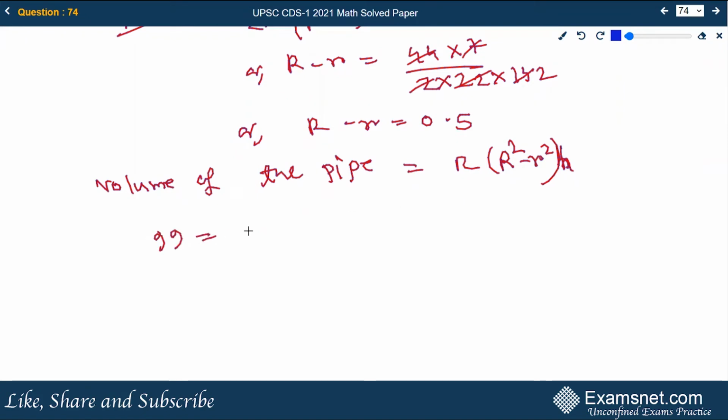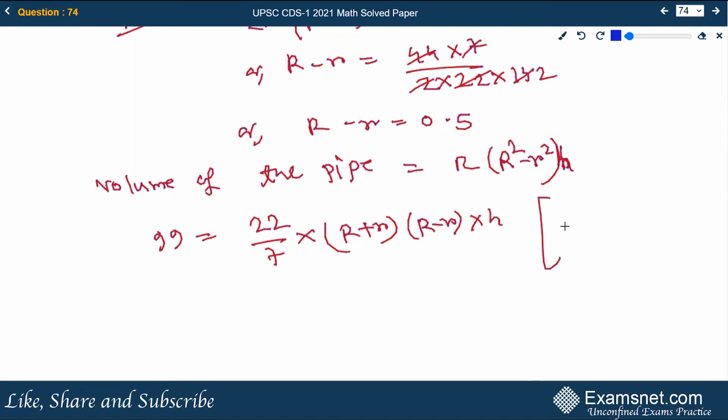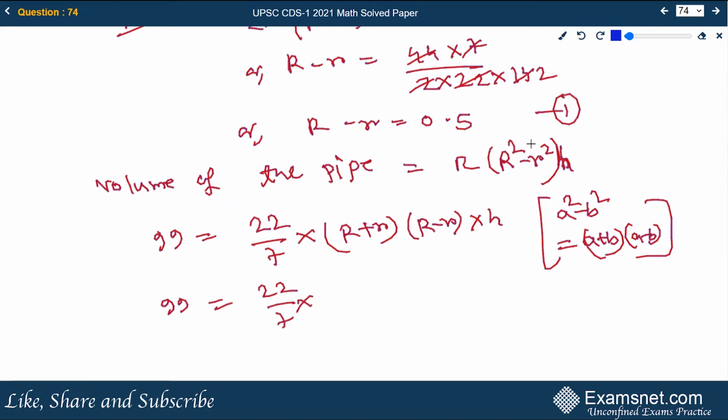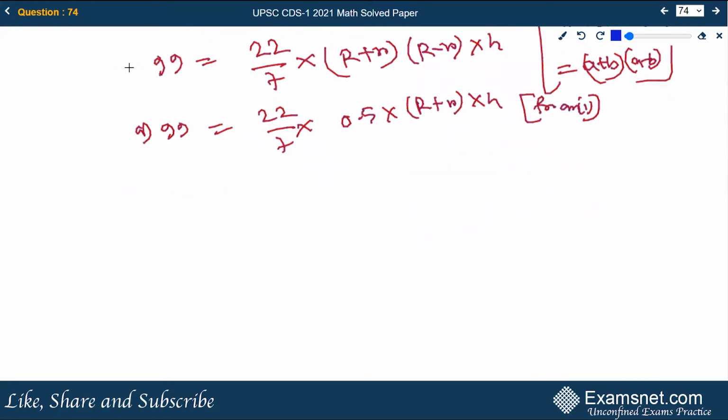So here 99 equals 22 by 7 multiplied by (R plus r) multiplied by (R minus r) multiplied by h. We have used this formula, a square minus b square equals (a plus b)(a minus b). So here we know the value of R minus r, that is 0.5 from the first equation. Let's further do the calculation. R plus r will be 99 by 7, and in h we can put the value of 14.